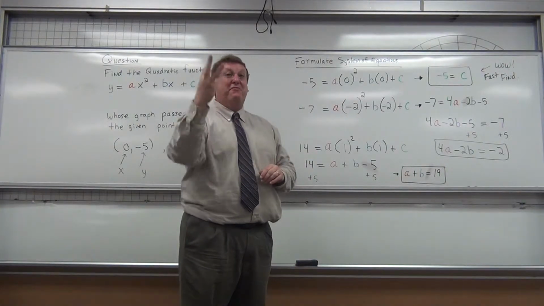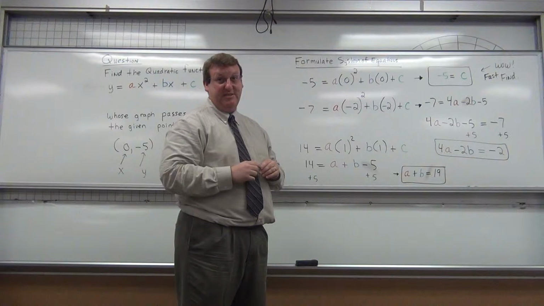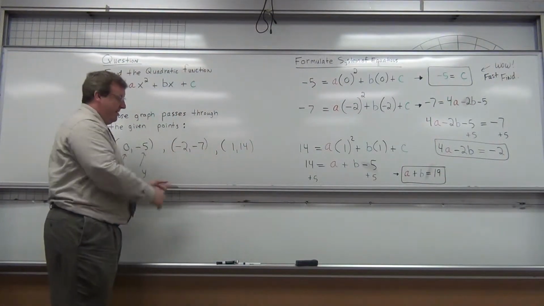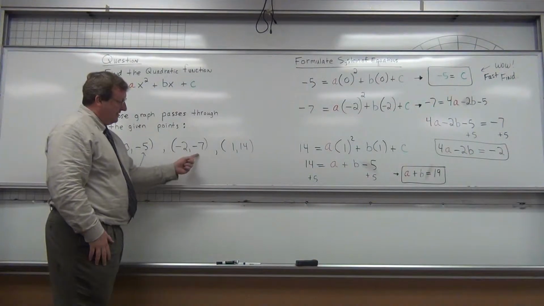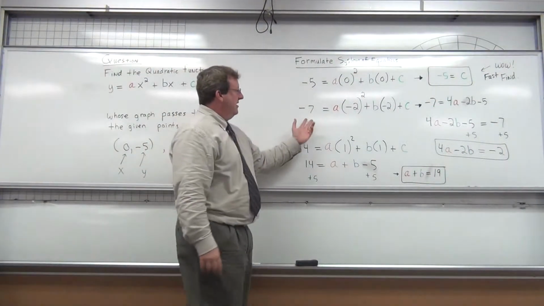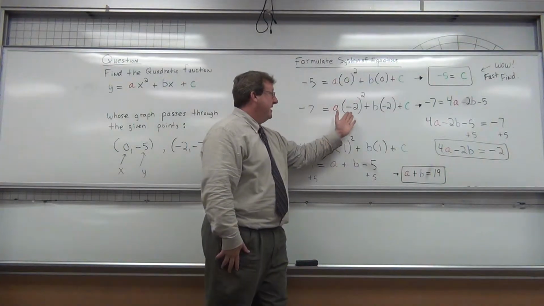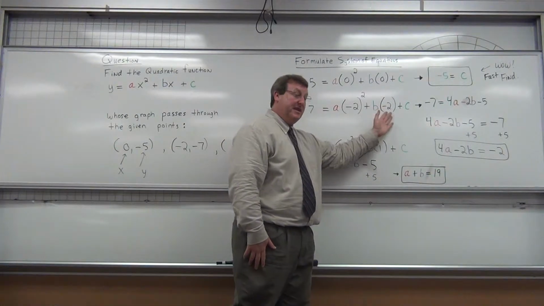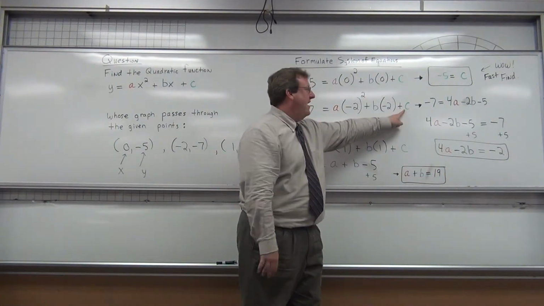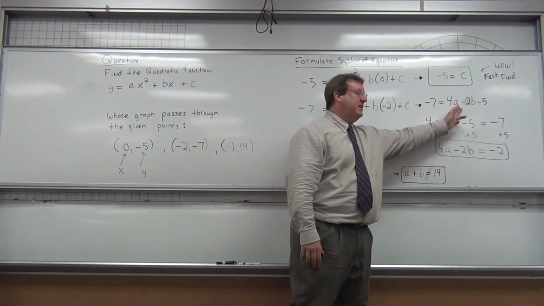So instead of having 3 unknowns and 3 equations, we really come down to 2 unknowns and 2 equations. So let's get those 2 equations. Let's take the other ordered pair. X is negative 2, y is negative 7. Plug it into the general quadratic equation. You have negative 7, the y value, equals a times negative 2 squared, plus b times negative 2, plus c. But we know what c is, negative 5. Negative 2 squared is positive 4. So we create this equation.